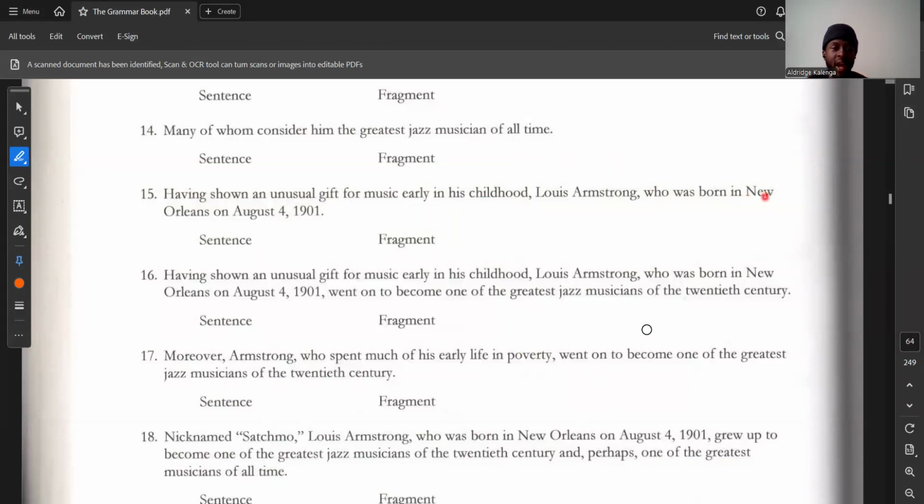Okay, so having shown an unusual gift for music early in his childhood, Louis Armstrong, who was born in New Orleans on August 4th, 1901. Send us a fragment. It's a fragment. Okay, that's a fragment. Okay, Louis is back. Yep, that is a fragment. Awesome.